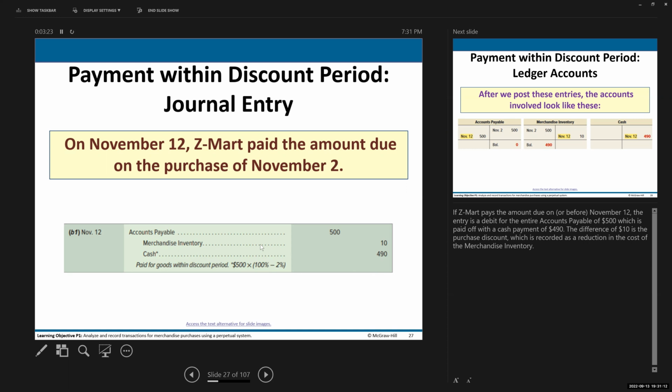You got to remember that we booked the merchandise inventory at the full 500, but because we're paying it early, the merchandise didn't cost us as much. We took the discount, so we're going to back that discount out of our inventory, because our inventory didn't cost us 500. It only cost us 490. Now, if you wanted to do it the other way, to calculate this discount, you could have gone, well, we're getting 2% off, so 500 times 2% is 10. And if you get this, then you can plug and chug the cash amount. So however you want to do it.